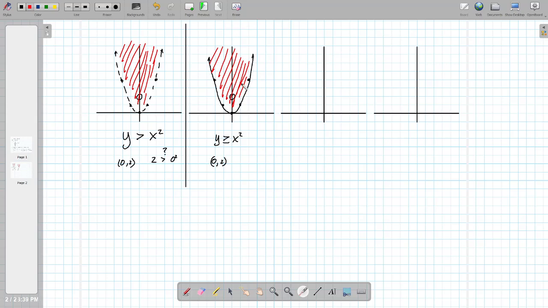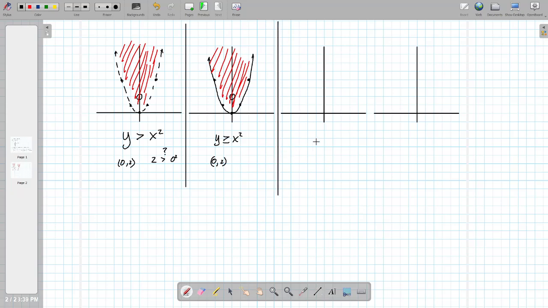Now notice what we did. We drew the curve in a solid line instead of a dotted line. Over here we had a dotted line. It means it's not a part of the solution set. Here we have a solid line, which means it is a part of the solution set. This is an important distinction when we go through these types of inequalities and graphing them.